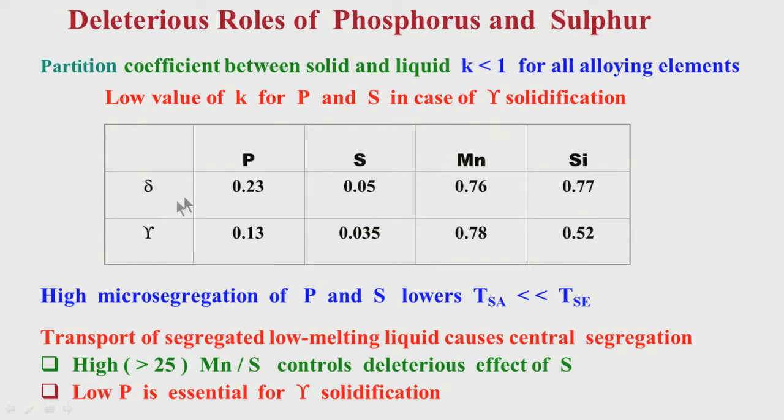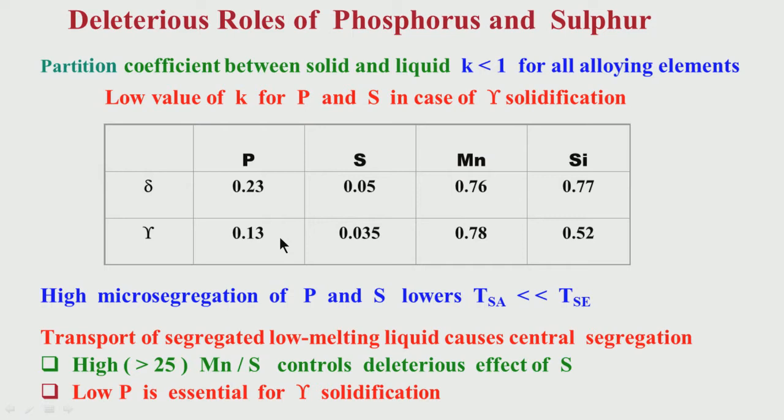So, in case of gamma solidification, that means when we are going to higher and higher carbon, any steel which is having more amount of carbon, we have to be more careful about the phosphorus, because the extent of microsegregation will be more for gamma solidification. So, phosphorus has to be less, then only the effect of microsegregation will be relatively lesser.